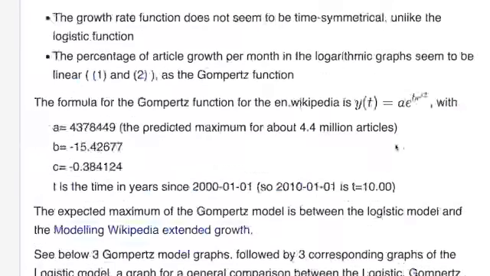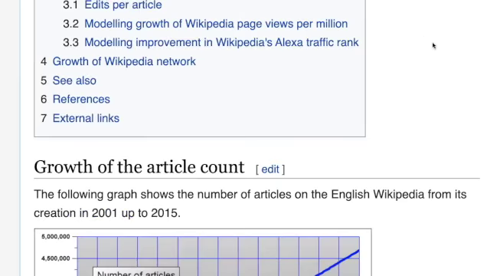So there's a process that we're going to go through here that's called interpolation.